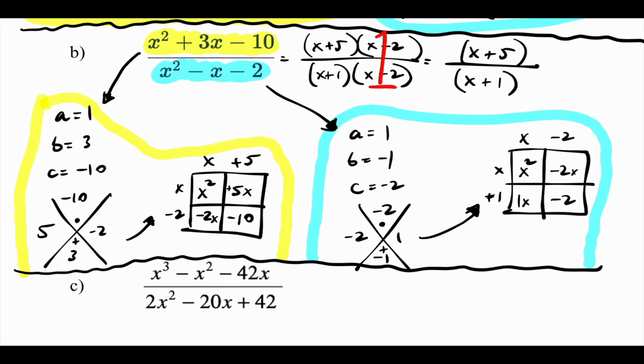Now these two binomials are close. They both have x's, they both have pluses, but they're not the same. So I have to leave it alone. You're done. You are done with that problem.